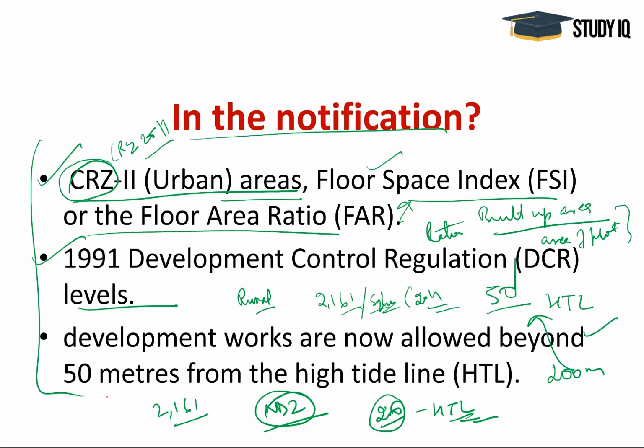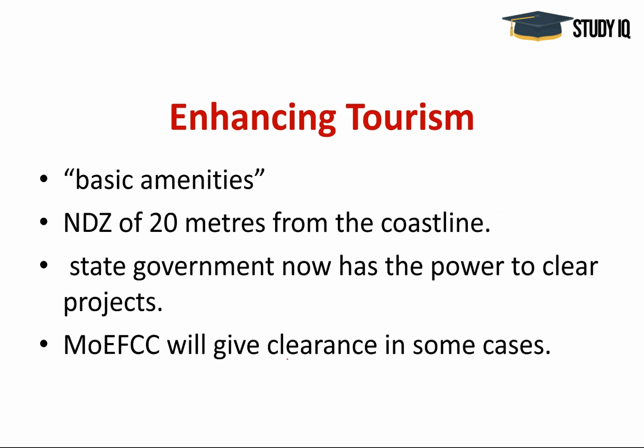So these are the things in the notification. Now the government is giving several reasons for why they are doing this. They are saying these are the propositions for enhancing tourism, because in another concession temporary tourism infrastructure will be developed. So what things include your basic amenities in temporary tourism infrastructure? Like shacks, the wooden things, shelters you see near the beaches, will be developed.